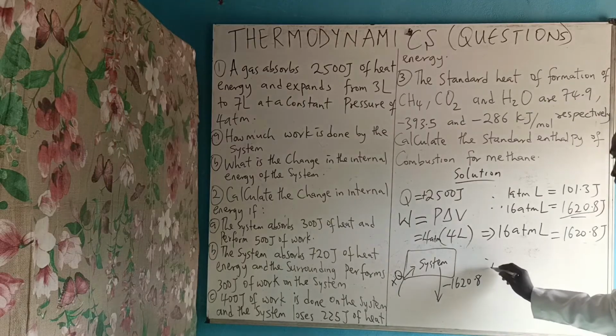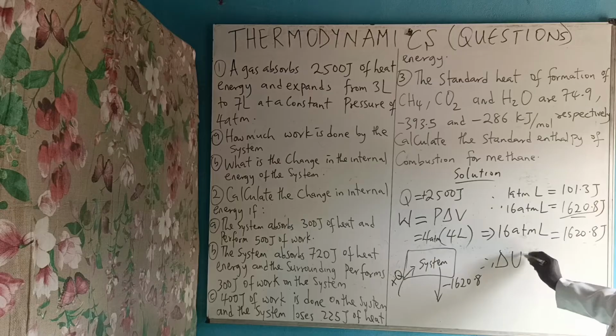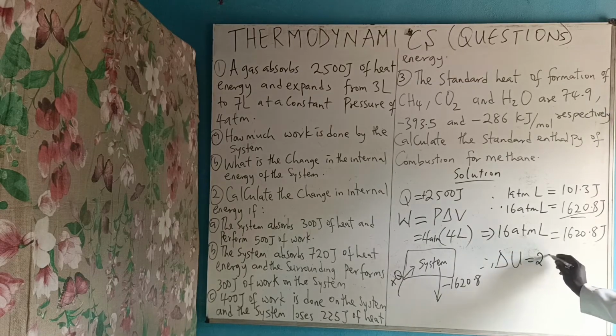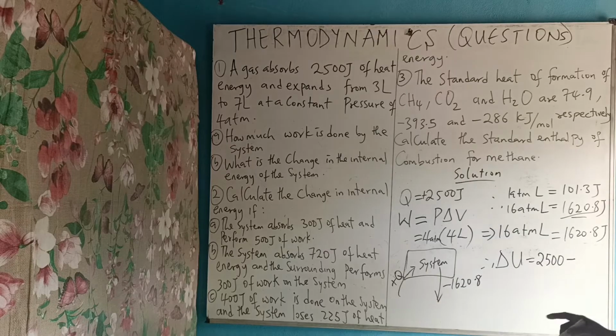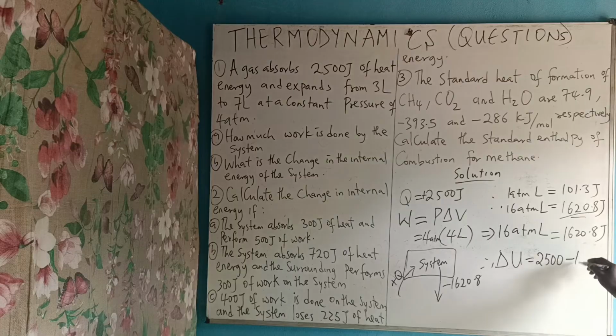Are you getting it? Therefore, change in internal energy should be equal to Q. Q is positive, 2500, minus how much work is done by the system, minus 1620.8.